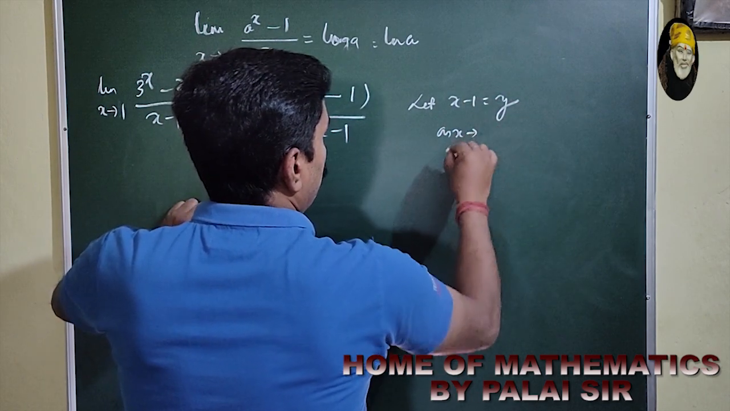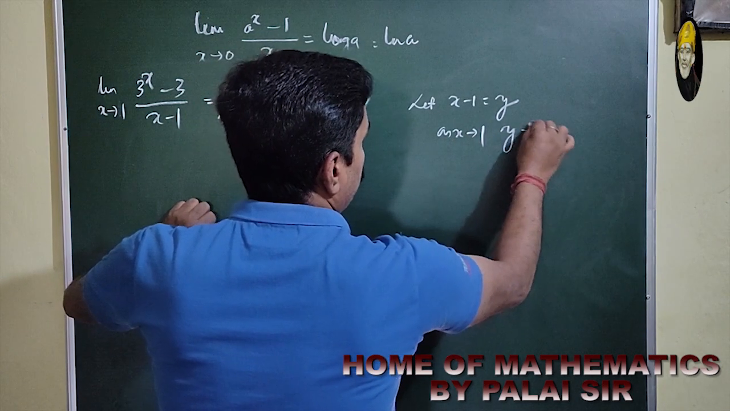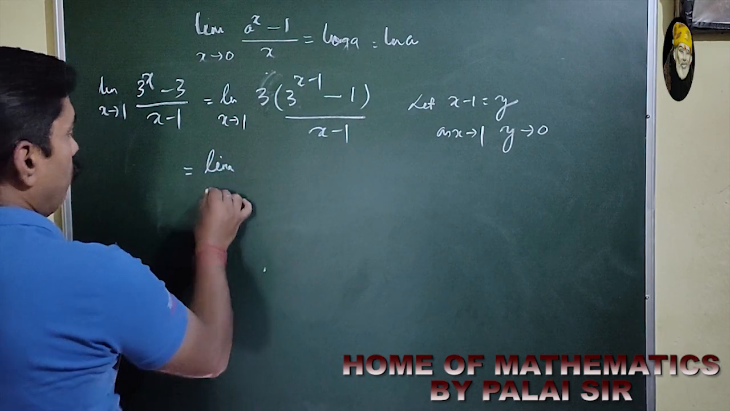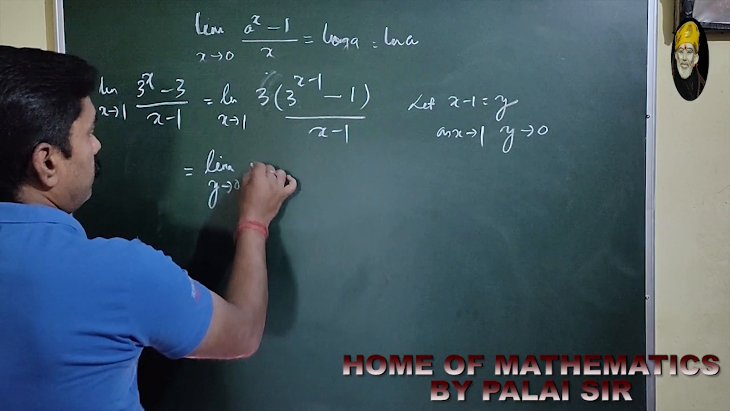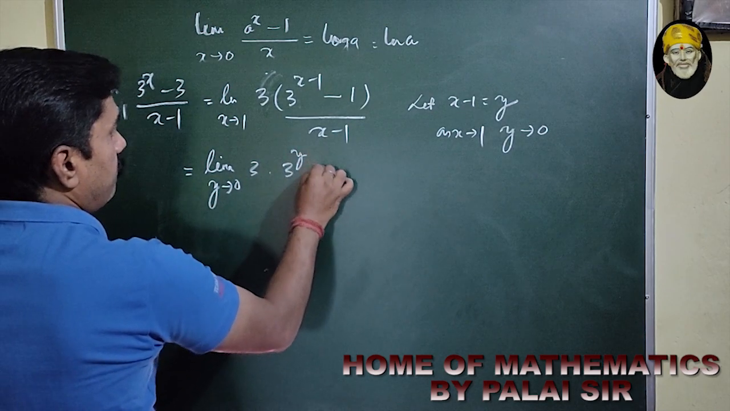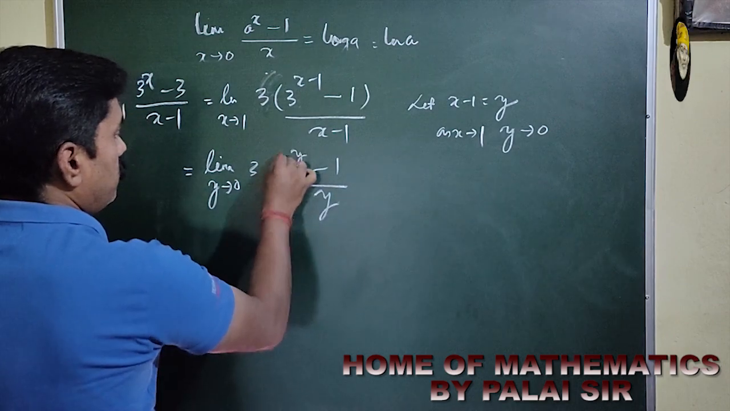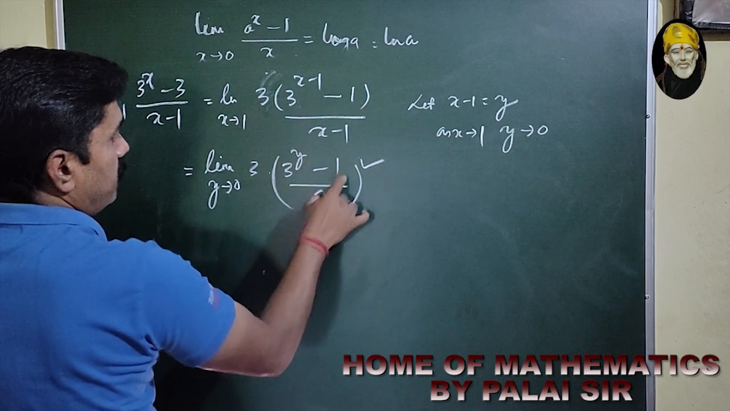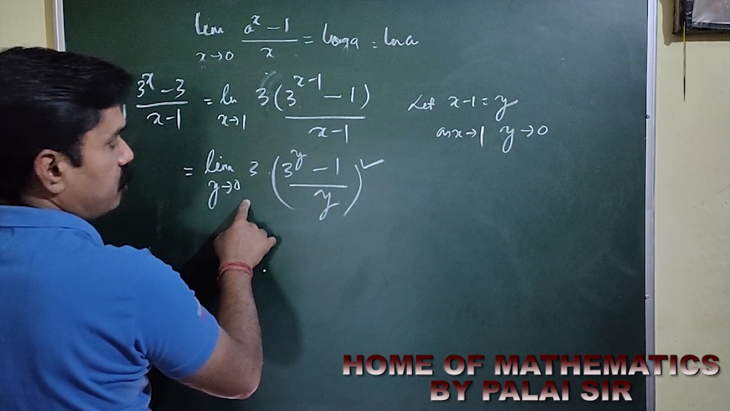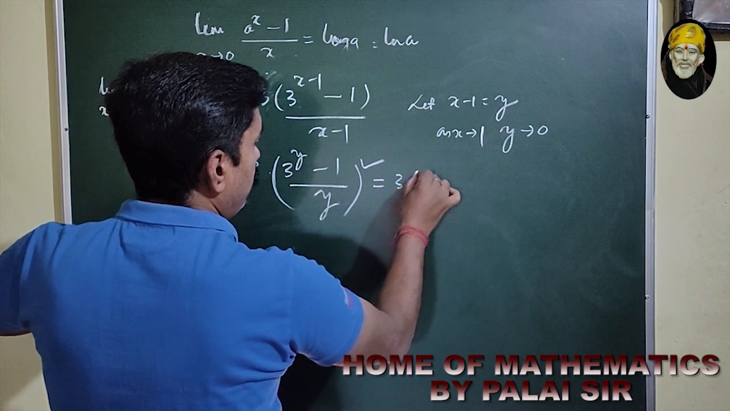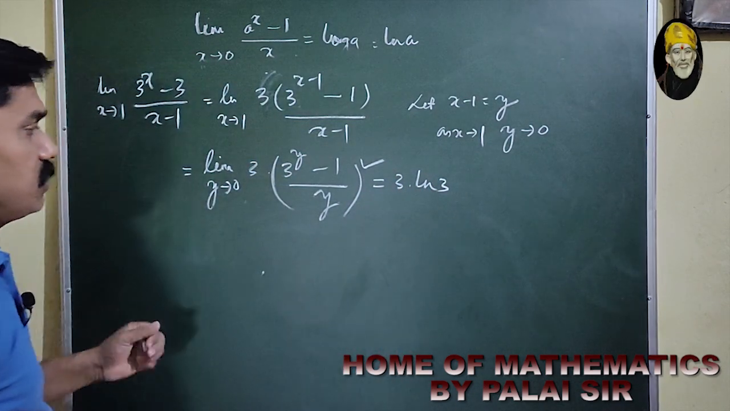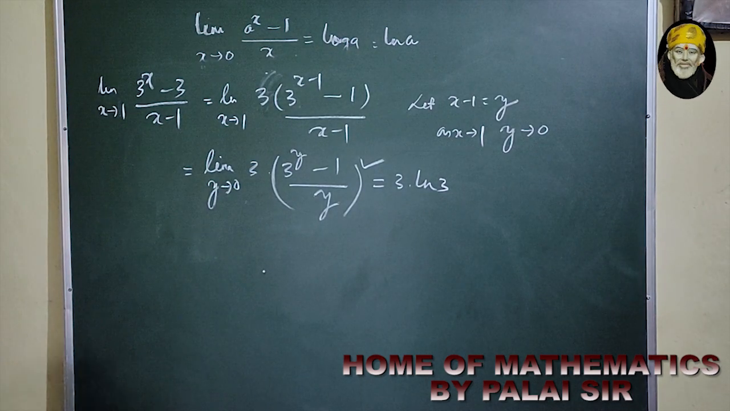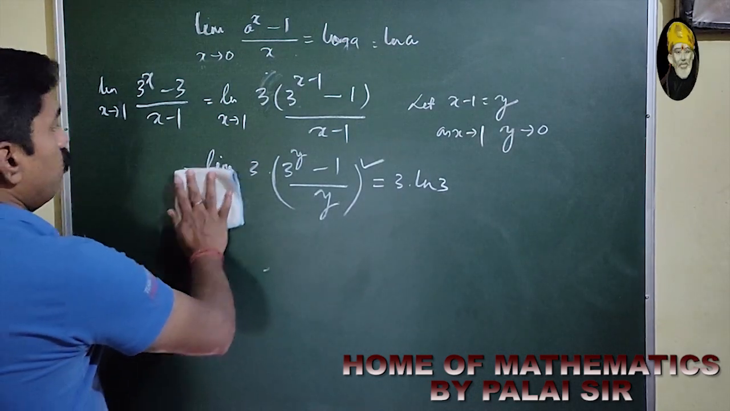As x tends to 1, y tends to 0. So you change the limit now. So it will be what? Limit y tends to 0, 3 into 3 to the power y minus 1 divided by y. So here you see this is in this form, a to the power x minus 1 by x, a to the power y minus 1 by y, limit x tends to 0, limit y tends to 0. You put the value in the formula, 3 into, this is ln 3. So this is your answer, 3 ln 3. Clear? So in this way we have to use this formula.